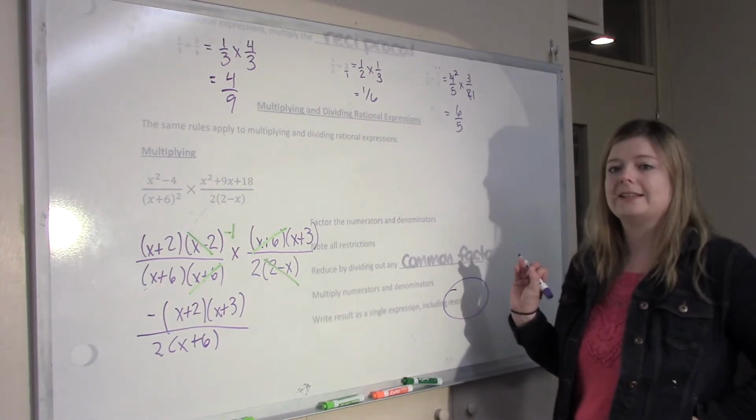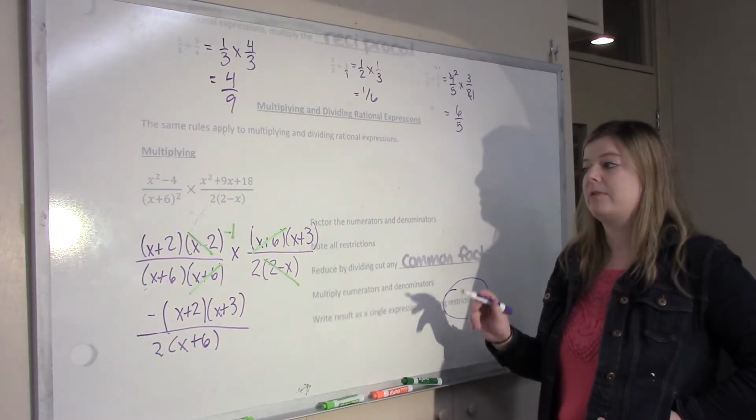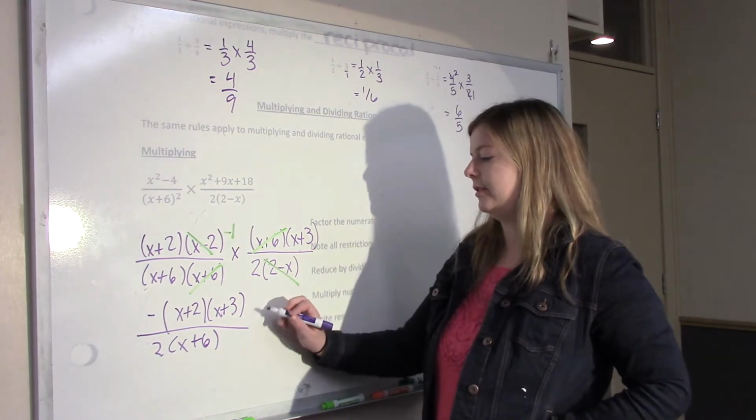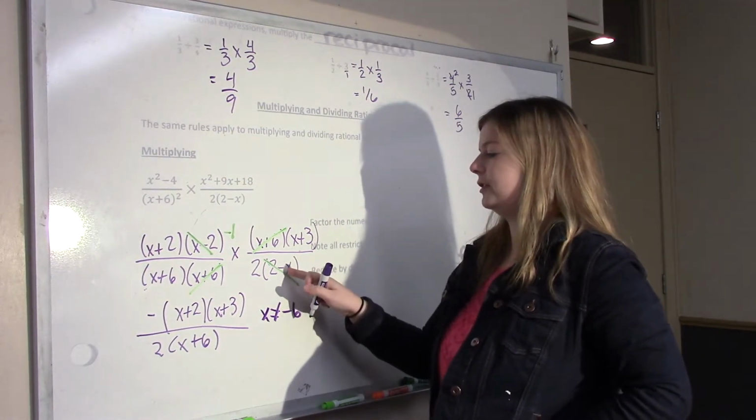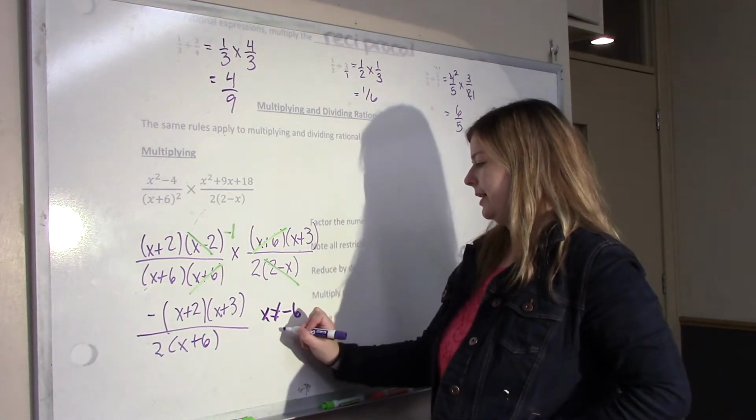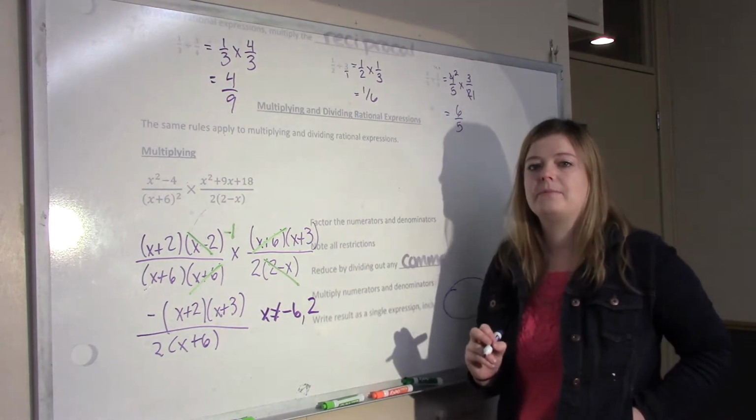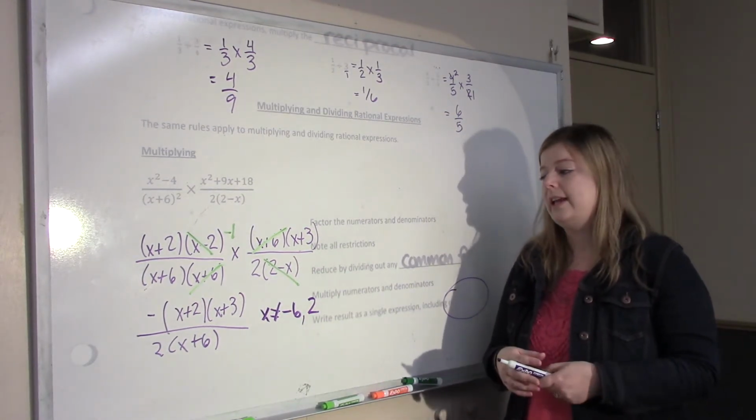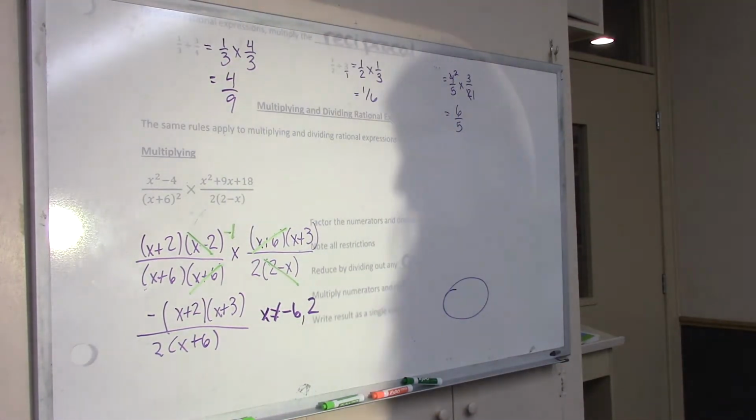And remember from last class that restrictions include any of the original denominators from the very beginning, okay? So we can't just look at x plus 6. So x cannot equal negative 6, but then we also have to look at this factor. So x cannot equal 2 either. Anything that would make any of the original denominators 0 is a restriction. So that's multiplying.